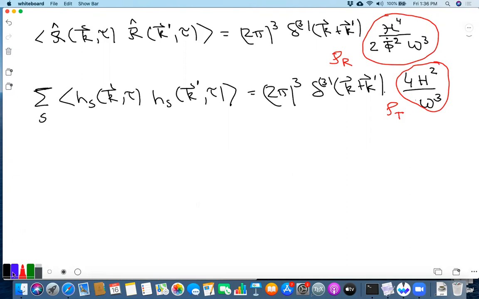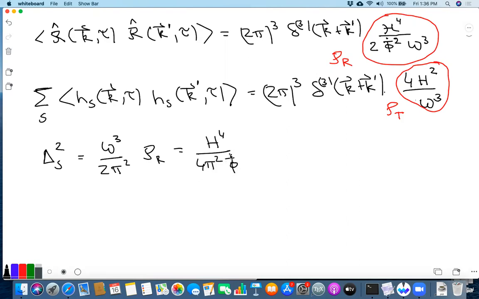And then we define two more quantities, the amplitudes of perturbation. Delta S square was defined as omega q over 2 pi square times PR. That was h to the 4 over 4 pi square phi bar dot square. And delta T square was omega q over 2 pi square times PT, and that's 2h square over pi square.